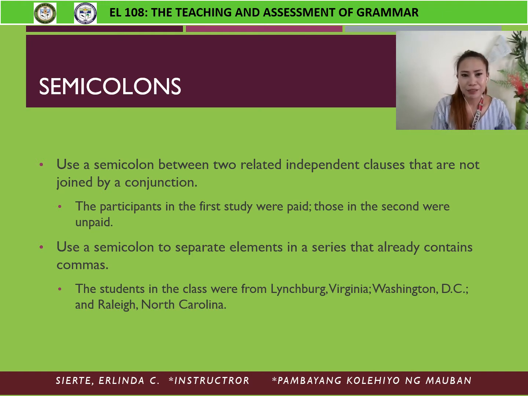Another is the semicolon. Use a semicolon between two related independent clauses that are not joined by a conjunction. Example: "The participants in the first study were paid; those in the second were unpaid." Next, use a semicolon to separate elements in a series that already contains commas. Example: "The students in the class were from Lynchburg, Virginia; Washington, D.C.; and Raleigh, North Carolina."